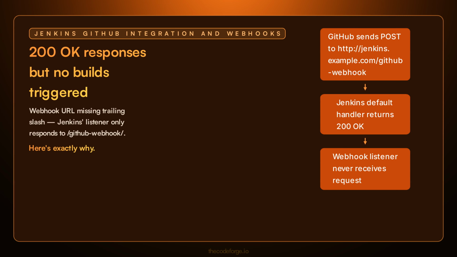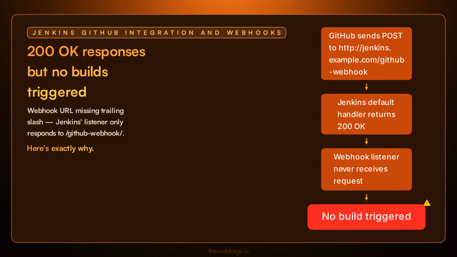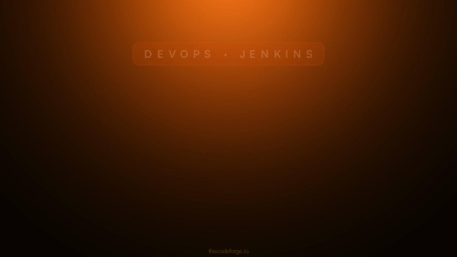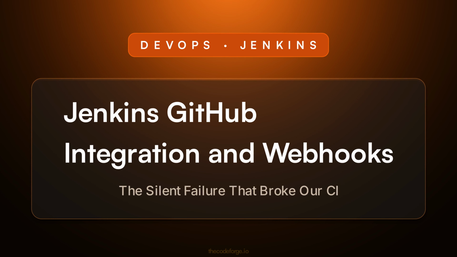GitHub says 200 OK, but Jenkins logs show nothing. The culprit? A missing trailing slash in the webhook URL. Let's break down Jenkins GitHub integration and webhooks, how it works, and the exact mistake behind that failure.